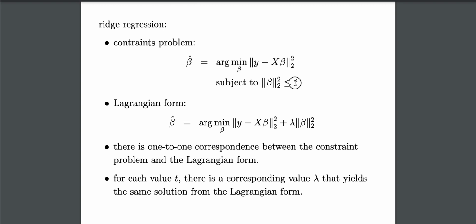So if t is infinity, then this constraint is redundant and we are back to linear regression. If lambda is 0, then this term is not present and we are back to linear regression. So t infinity corresponds to lambda 0, or lambda 0 corresponds to t infinity. Now if t is 0, then beta must be 0, and we end up with just an intercept.